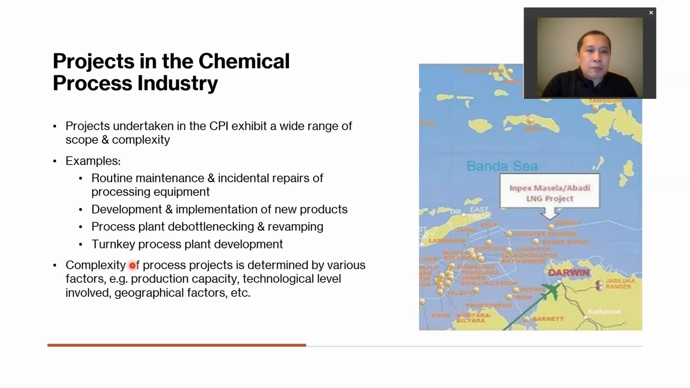And the complexity of a process project is determined by various factors. For example, the production capacity of the plant, the technological level involved in the plant, and geographical factors, such as what you see on the right-hand side here. This is the Abadi LNG project, the Abadi Masela gas field, which I'm sure you have read about in the media. The geographical challenges of this project are actually quite enormous.